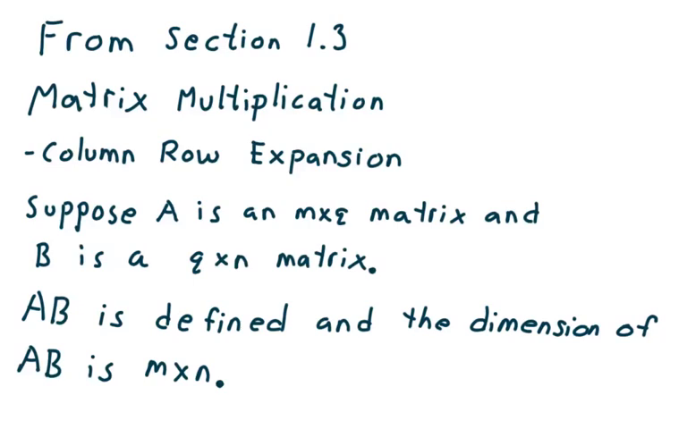This is a video from section 1.3 in a linear algebra class. We're going to look at matrix multiplication using a different method called column-row expansion. Suppose A is an m by q matrix and B is a q by n matrix. AB is defined and the dimension or size of AB is m by n.